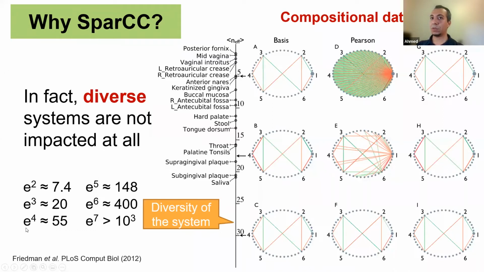But then you increase the diversity, Shannon's H of 4, you get to 55. So that is basically out of the scale that we have on the slide. And now you have the correct network predicted by both the Pearson and the Spark methods.